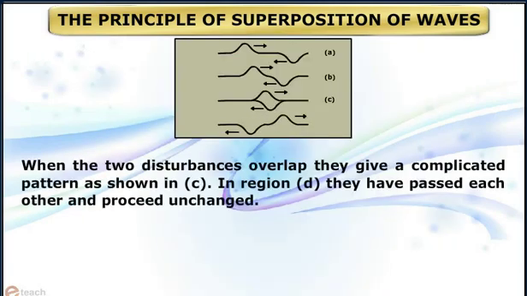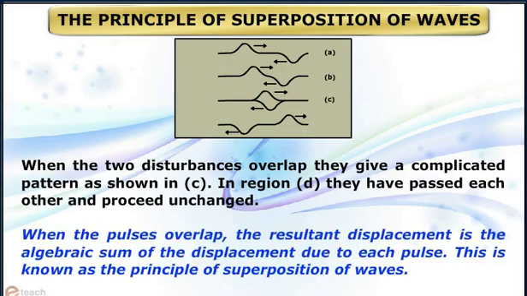When the two disturbances overlap, they give a complicated pattern as shown in C in region D. They have passed each other and proceed unchanged. Now, in mathematical form, when the pulses overlap, the resultant displacement is the algebraic sum of the displacement due to each pulse. This is known as the principle of superposition of waves.